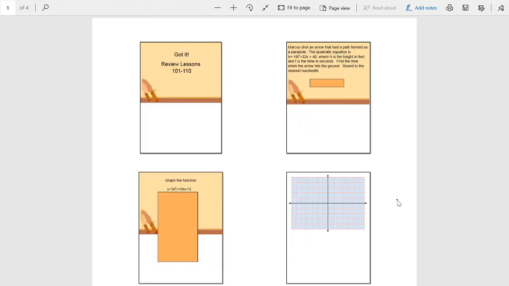Algebra 1, here are the explanations for the review questions for your quiz on Friday. These are questions based on test 21.